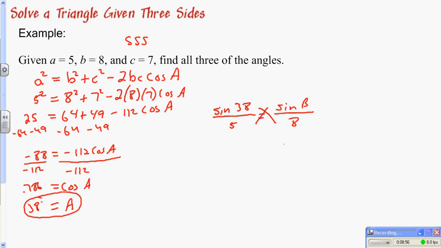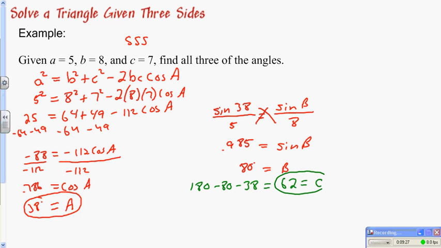and we get sine B equal to about 0.985. Now we have to do sine inverse, which would give you about 80 degrees. And again, if you have two of the angles, you can subtract the two known angles from 180 and get angle C. And those are our three unknown angles. And this ends lesson 13.5.